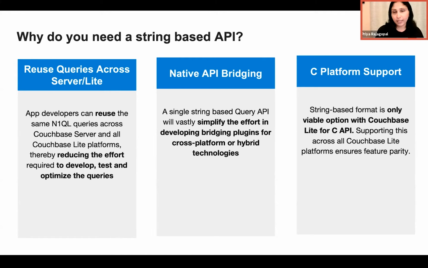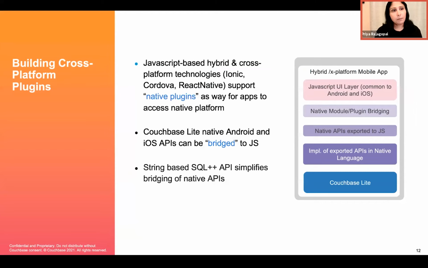And in addition to the fact that you get feature parity, we also have these other advantages that I just mentioned. So let's dig a little deeper into the second advantage that's listed over here. This is all about the convenience around building cross-platform plugins. In order to use Couchbase Lite iOS or Android native libraries within your cross-platform or hybrid applications, like your Ionic or React Native apps, you typically have to build bridging plugins that bridge from the native world to the JavaScript world.